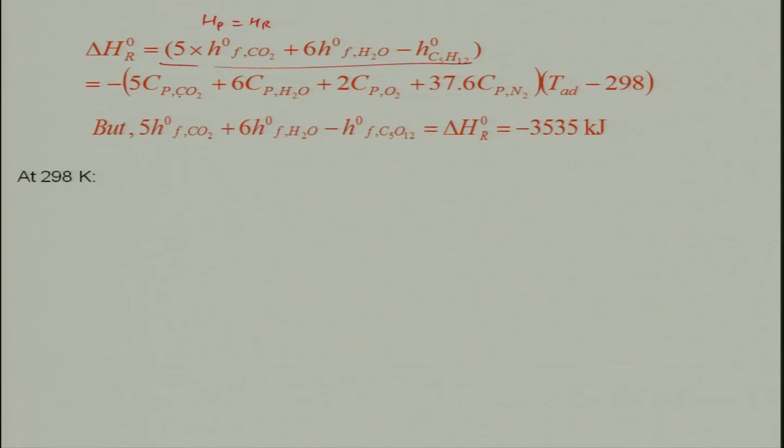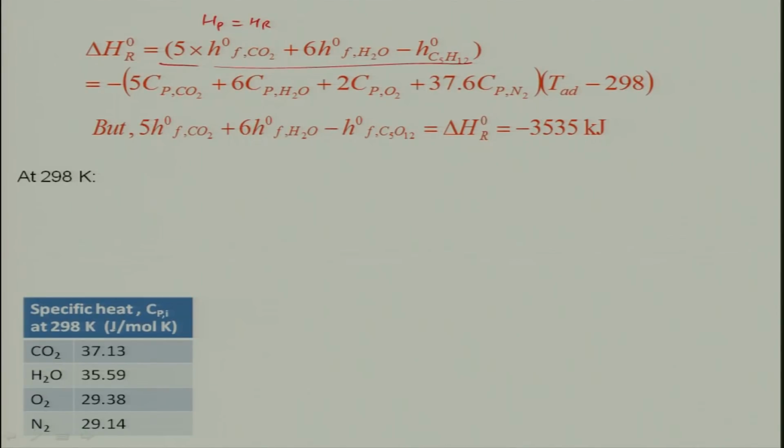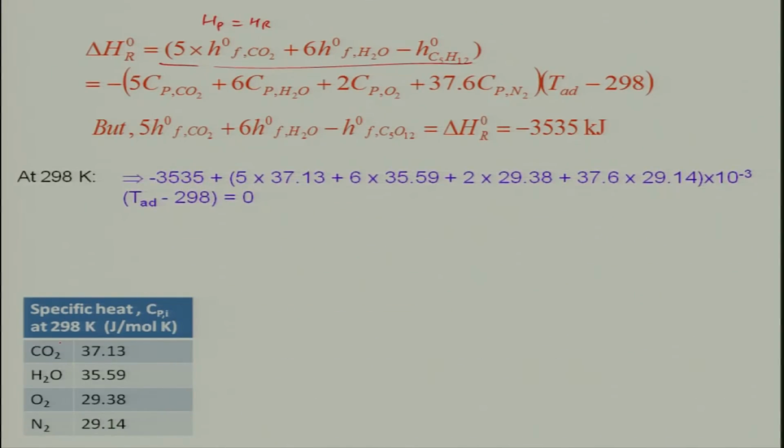And what I will do, let us say 298 Kelvin, it may not be, but I am going to consider the 298 Kelvin values. Then I get the specific heat values for these various species at 298 Kelvin: 37.13 for carbon dioxide, water 35.59, oxygen 29.38, nitrogen 29.14. If I substitute these values in equation 1, I get a temperature of something like 2573.34 Kelvin. I am assuming this is the product temperature, because carbon dioxide, water, oxygen, nitrogen are all products.